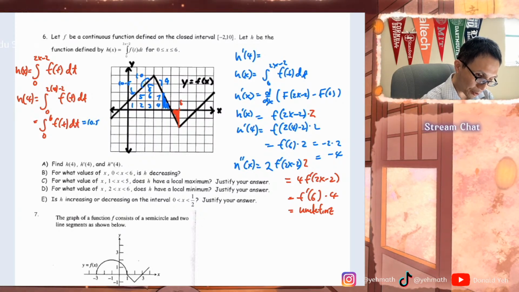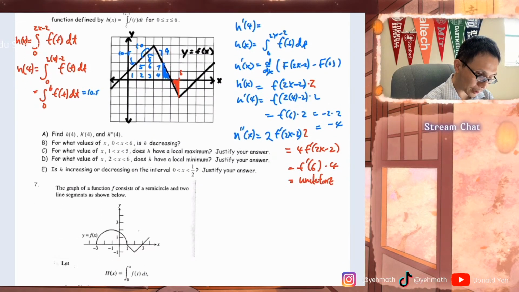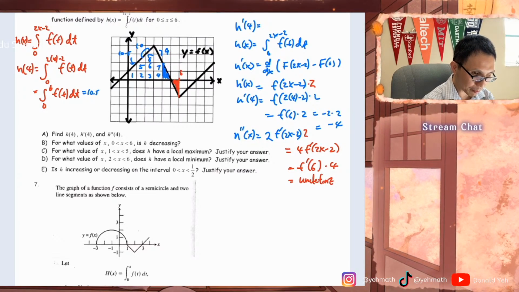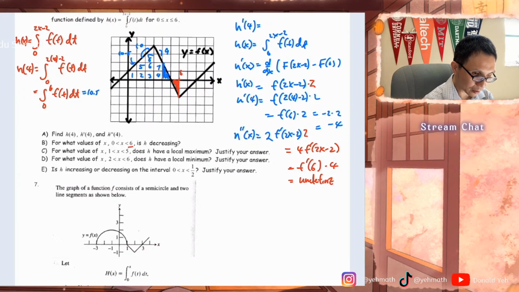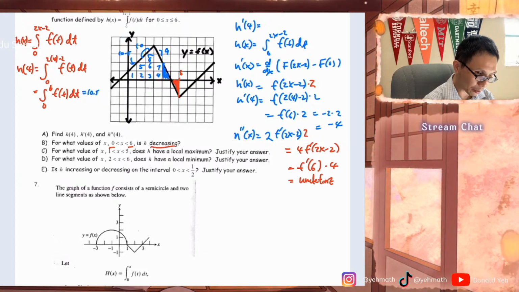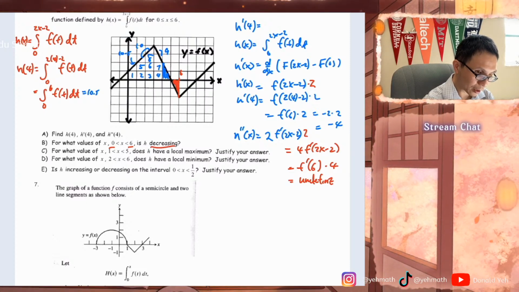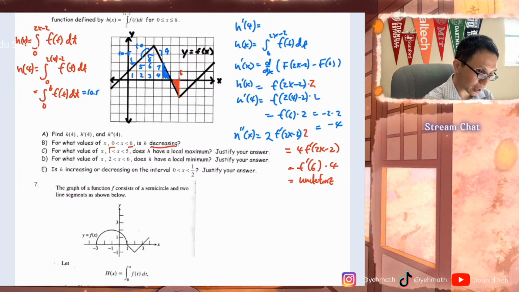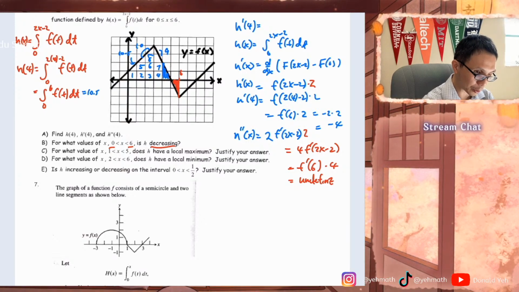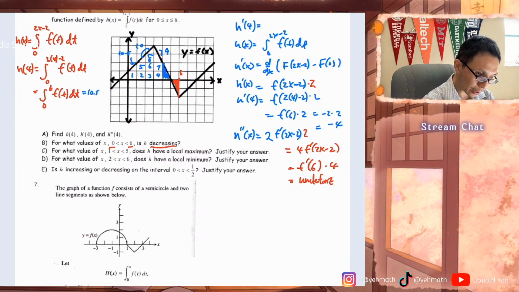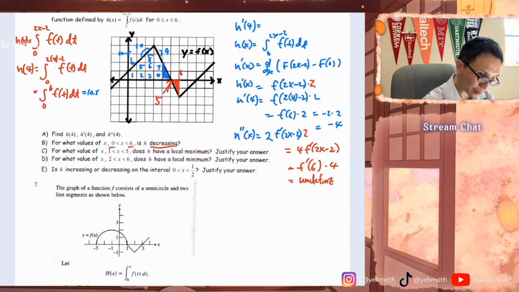Okay. Now, to answer the rest of the question is kind of difficult. So they say between 0 to 6, right? And they say h is decreasing. Well, we know h is decreasing when the inside value is between this point here, 5 and 8.